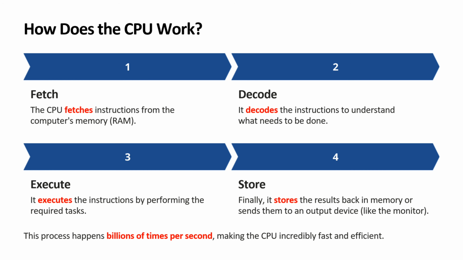How does the CPU work? The CPU fetches the instruction from the computer's memory. The CPU decodes the instruction to understand what needs to be done. The CPU executes the instruction by performing the required task. Finally, the CPU stores the result back in memory or sends it to the output device, like the monitor.